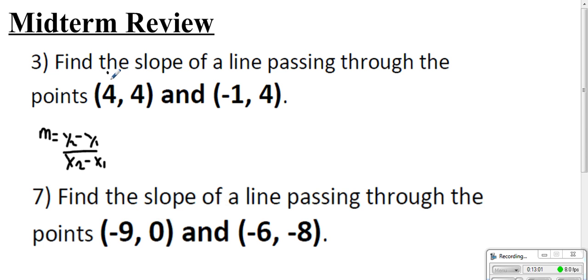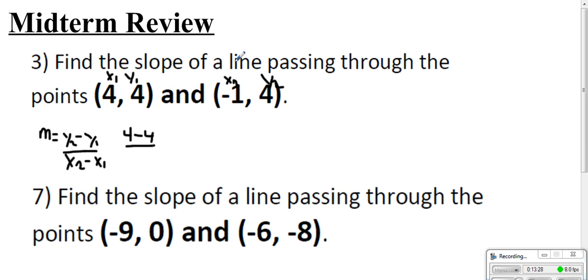Remember, when you go ahead and label, this is your x. The 4 is the x, it's the x1. This 4 is the first y you see, so you put y1. This -1 is the second x you see, so you put x2. And this 4 is the second y you see, so you put y2. So it's y2, which is 4, minus 4.